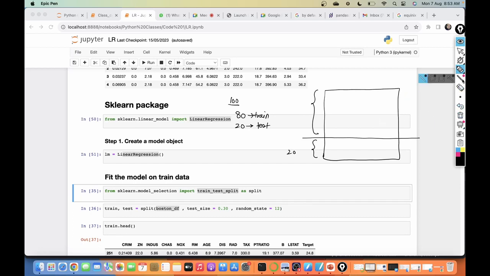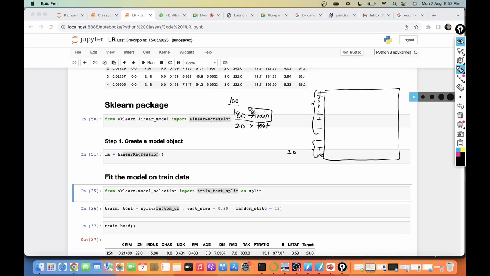It happens randomly. What does randomly mean over here? Randomly means this is 1 record, 2 record, 3 record, 4 record, and so on, till it is 100 records. So randomly maybe 55, 86, and so on will go into the train.